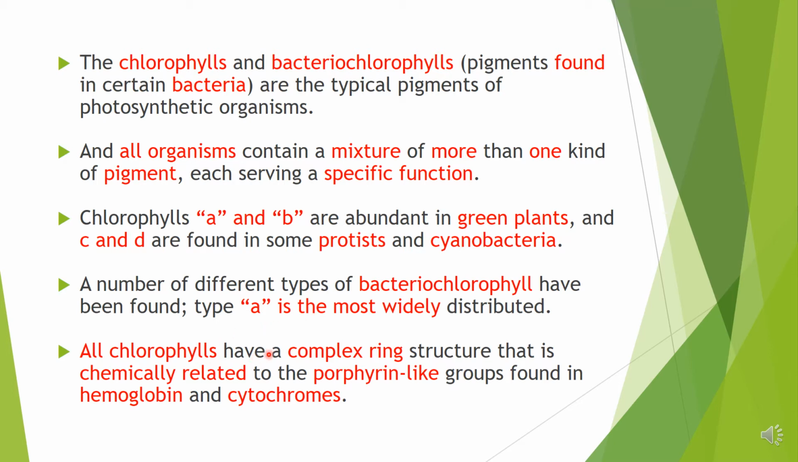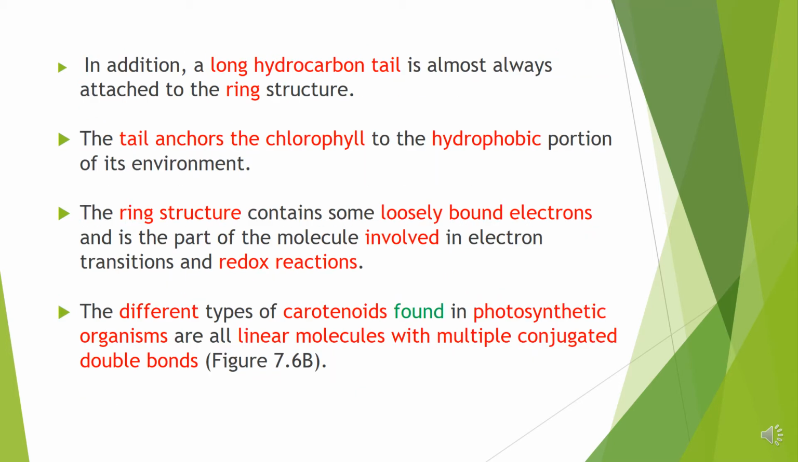All the chlorophylls have a complex ring structure that is chemically related to the porphyrin-like group found in hemoglobin and the cytochromes, whereas a long hydrocarbon tail is attached to the porphyrin-like ring structure in the chlorophyll molecule. The tail's purpose is to anchor the chlorophyll molecule to a hydrophobic environment.